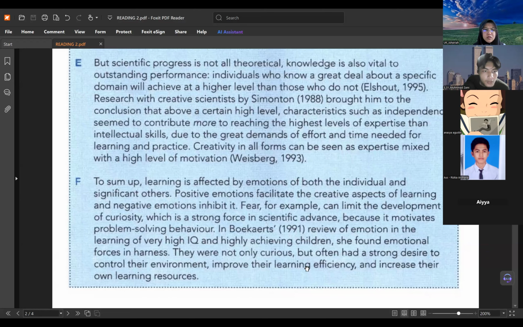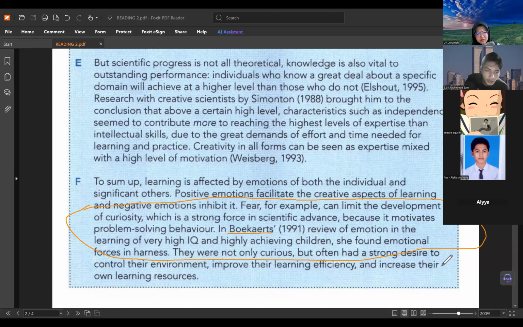Look at my screen. You can see it on my screen. In paragraph F, sir. F. Okay. Yes. Now skim the part and try to give us a summary of what the point is.